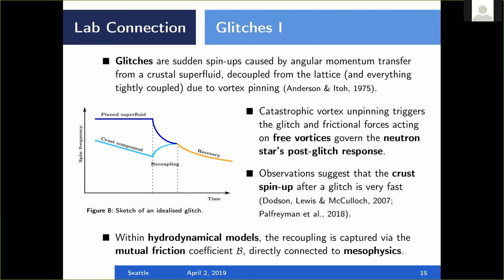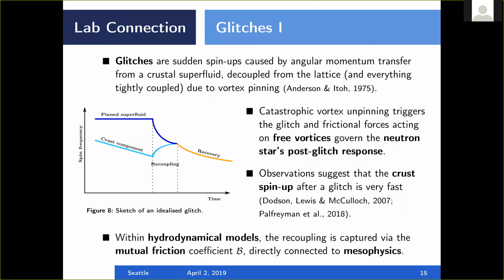This is the picture that I had in mind earlier. So I unpin my vortices, and then they're free, and they experience coupling on small scales, and I can probably assign that some kind of B value. In the hydrodynamical models that we typically use, this recoupling and the recovery are essentially characterized by these mutual friction coefficients B, which are directly related to the mesoscopic physics.